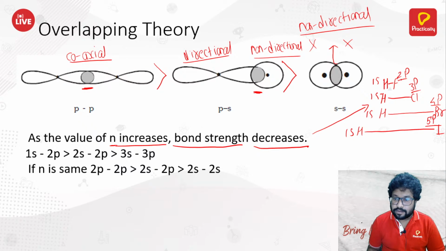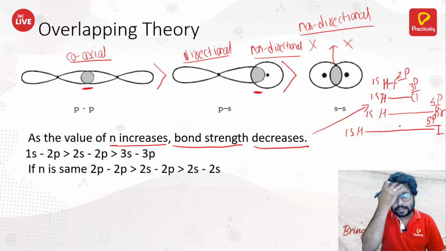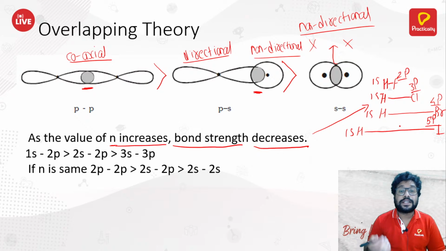This n is 2 in fluorine, 3 in chlorine, 4 in bromine, and 5 in iodine. So as this n increases, you can see the bond length is also increasing. As the bond length increases, obviously the force of attraction between hydrogen and iodine, bromine, chlorine, and fluorine also decreases because the distance is more, no? As that force of attraction decreases, it makes the bond weaker, and that is why as the value of n increases, the bond strength decreases.